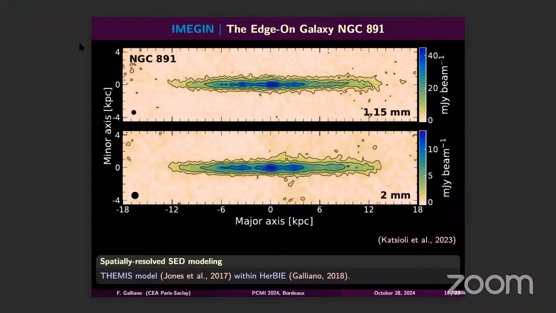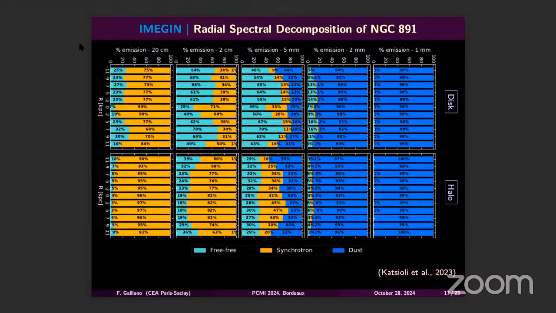And so modeling again with the same approach with my model. What we did is a spectral decomposition at different wavelengths as a function of radius and elevation. So you see here I'm showing you what happens in the disk and the halo. And this axis corresponds to the radius across the disk. So that's the center, and the different wavelengths, showing the contribution of the three components: dust, synchrotron, and free-free.